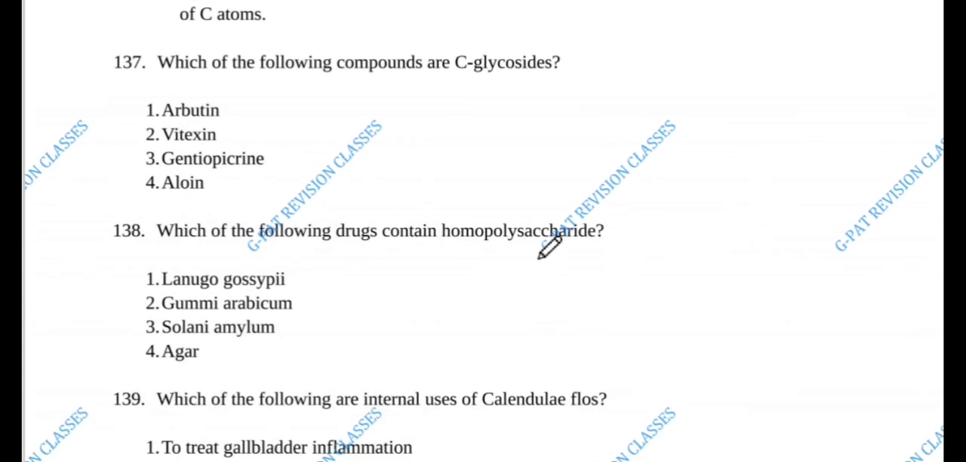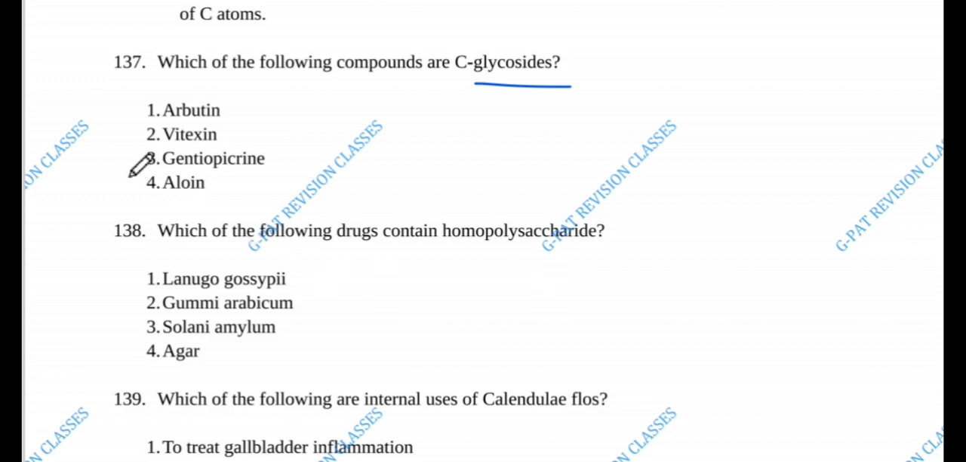Next is question number 137. Which of the following compounds are C-glycosides? The answer is 3, xanthopecrin. The answer is 3.